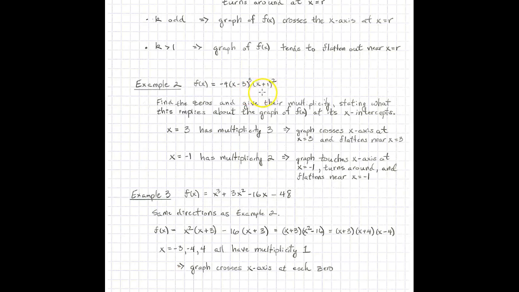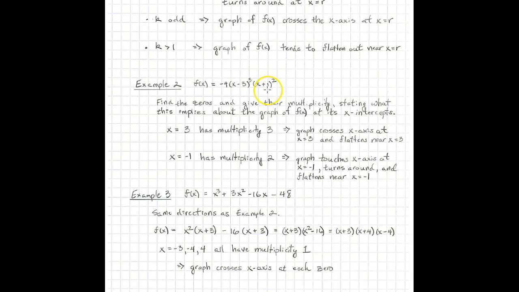This is a 5th degree polynomial, already factored for you. And you can see that the roots of this, if I were to set it equal to 0, is x equals 3 and x equals minus 1. X equals 3, though, that root has a multiplicity of 3. That's the power here. Okay? X equals minus 1 has a multiplicity of 2. So this is an odd multiplicity, which means that the graph does cross the x-axis at x equals 3. And also, since it's bigger than 1, we know that it flattens out a bit near x equals 3.